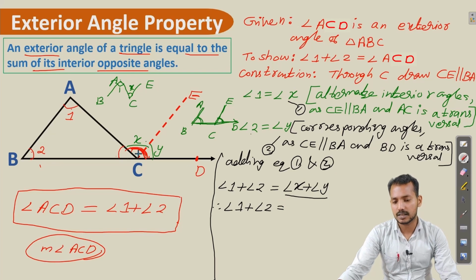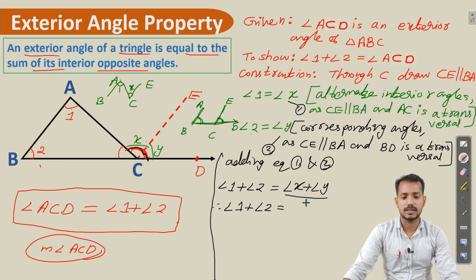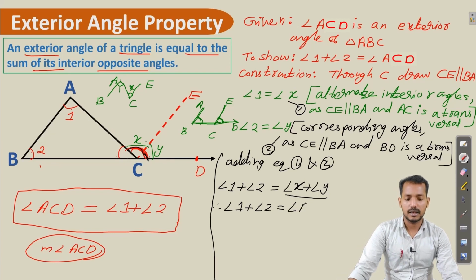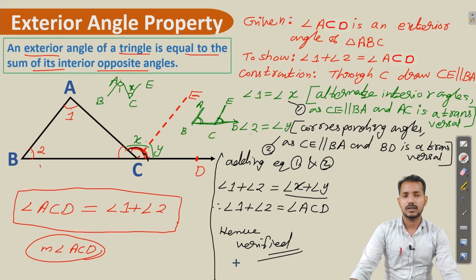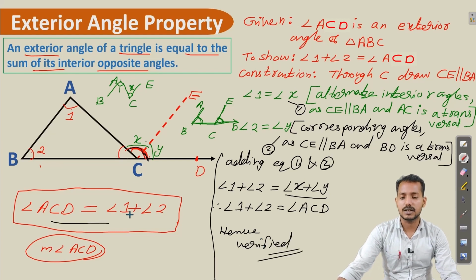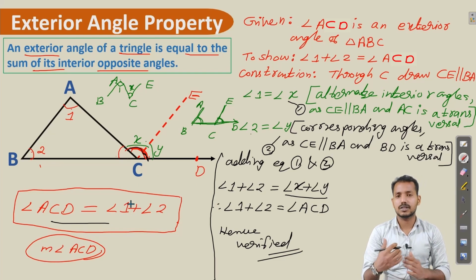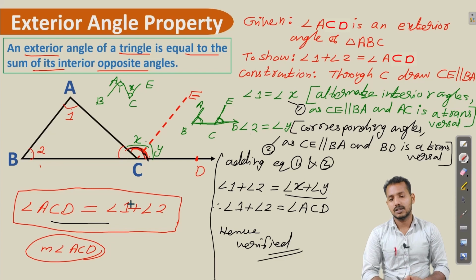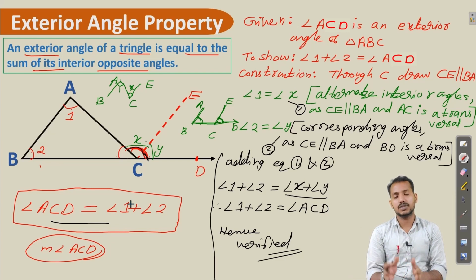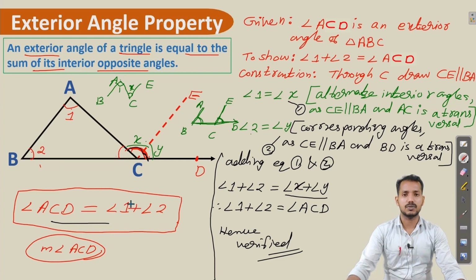Angle X plus Y is the whole angle, angle ACD. Hence it is verified. That is what we need to show: angle ACD is equal to angle 1 plus angle 2. To justify this property is not much going to be asked in your online examination, but you have to remember this property. With this property, we can solve different kinds of questions.